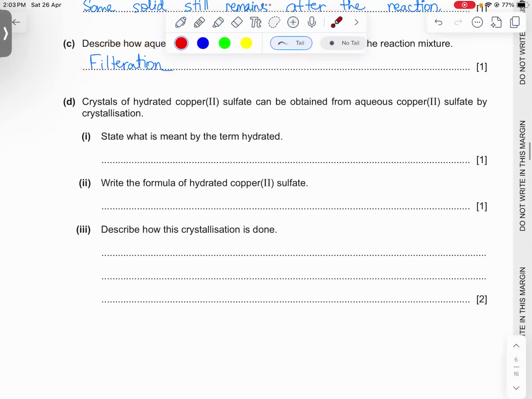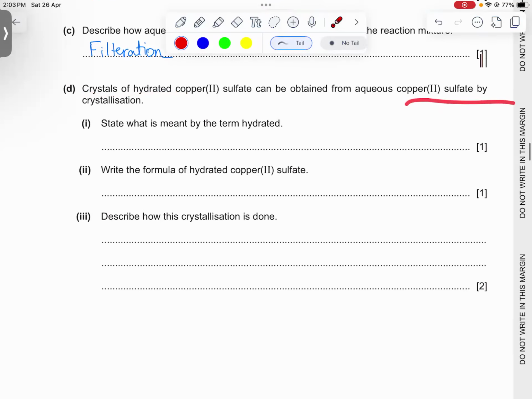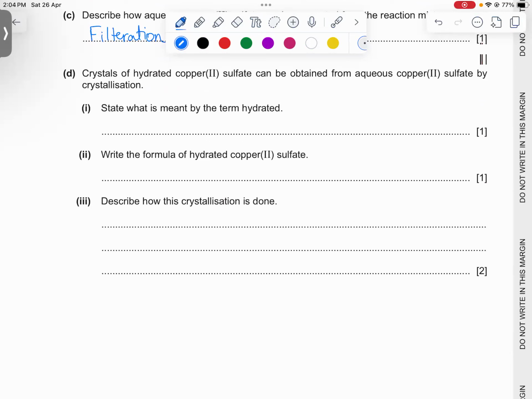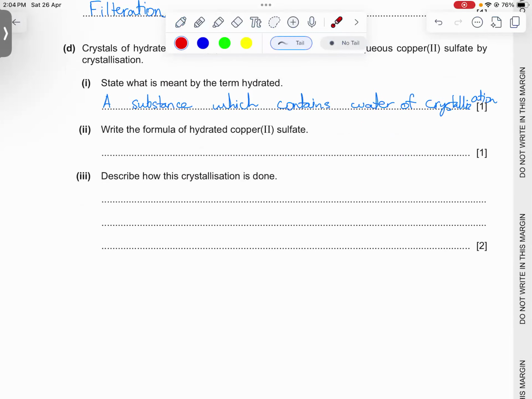Okay. Next question. Crystals of hydrated copper 2 sulfate can be obtained from aqueous copper 2 sulfate by crystallization. State what is meant by the term hydrated. Hydrated means a substance which contains water of crystallization. This means that water molecules are trapped within its crystal lattice.